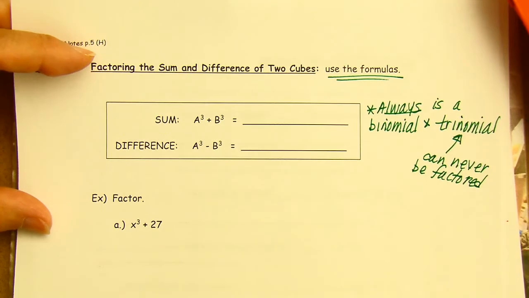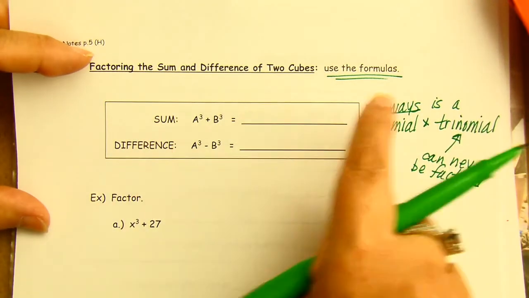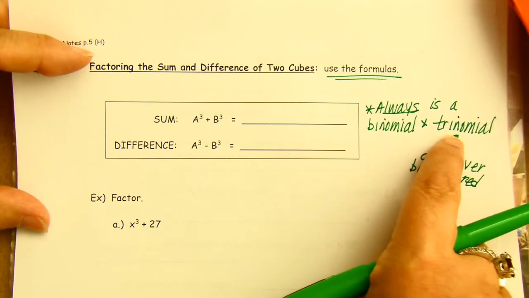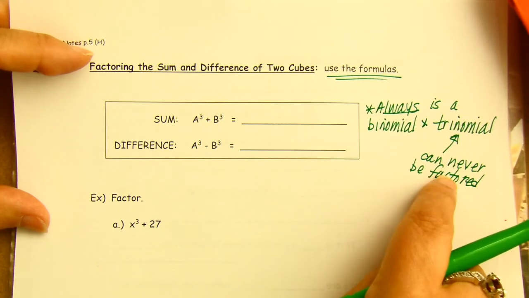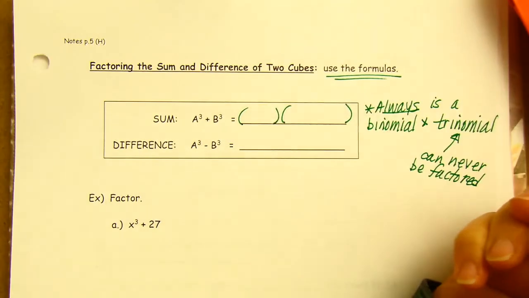If I would try to factor it by using something like completing the square, I would get an imaginary number. So just memorize that factoring cubes is always a binomial times a trinomial, and that trinomial can never be factored. It's prime. So how do we do this? Well, they're formulas.